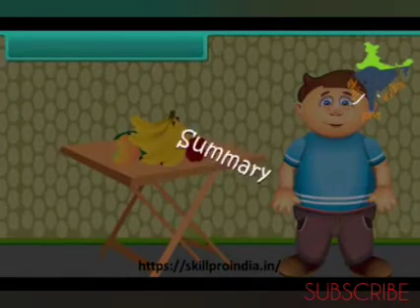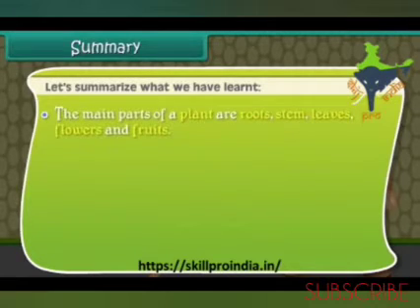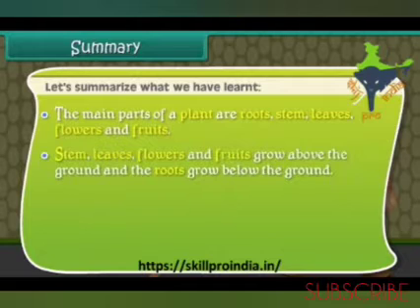Summary. Now, friends, let's summarize what we have learnt. The main parts of a plant are roots, stem, leaves, flowers, and fruits. Stem, leaves, flowers, and fruits grow above the ground, and the roots grow below the ground.